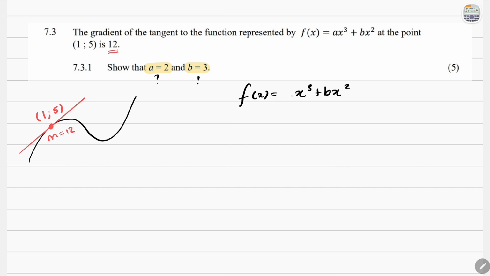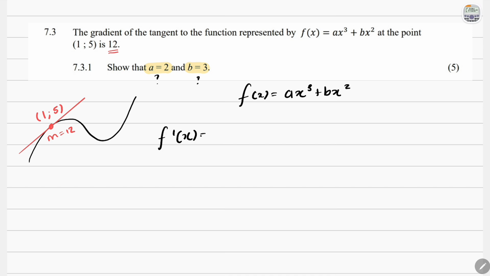So this is our function, and we can use this point first as a point having a gradient. Okay, and this is how we're going to do that. Because we know that the gradient at this point is 12, let's find the gradient of this function. So to find the gradient of this function, we derive it.